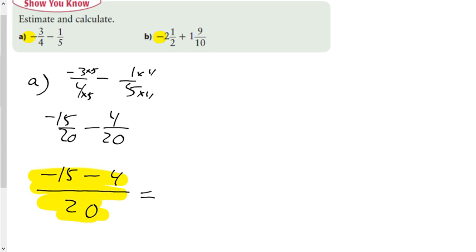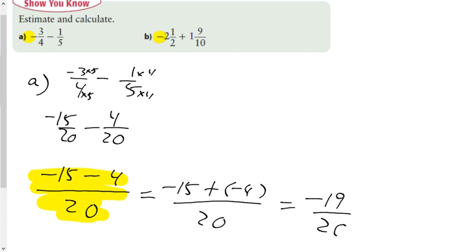Because you're taking away a positive 4, that's the same thing as negative 15 plus negative 4 over 20, which means your final answer will be negative 19 twentieths. Now, at this stage in the game, you could also express your answer like that if you wanted to. Or weirdly enough, you could put it in the denominator, which you wouldn't want to do. But that is negative 19 twentieths.